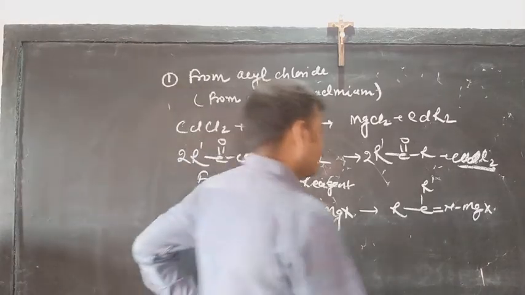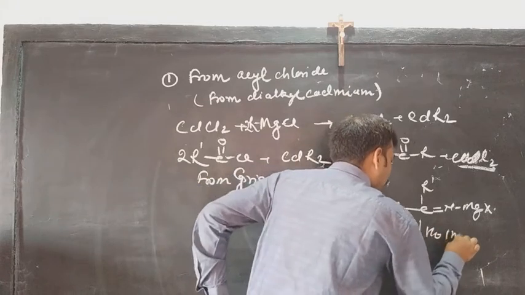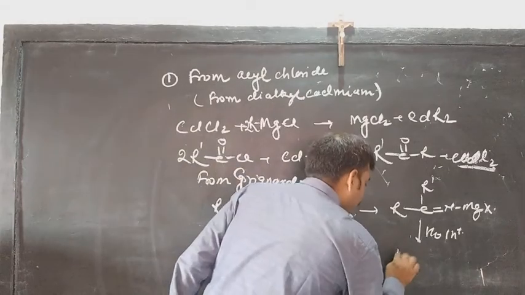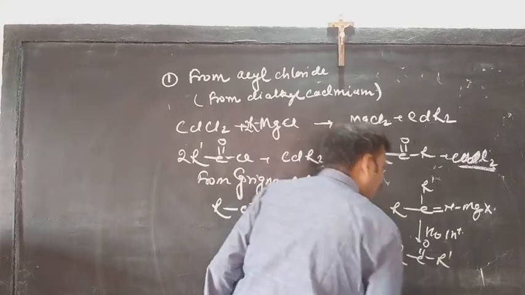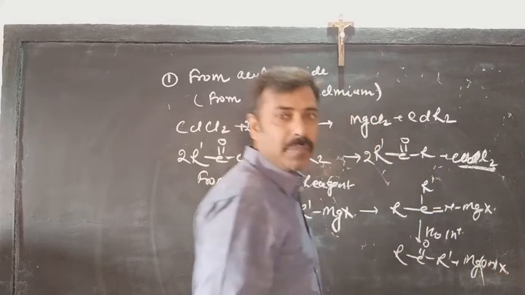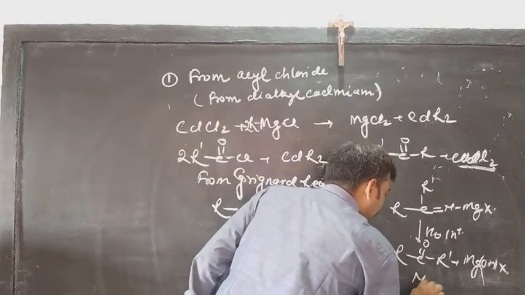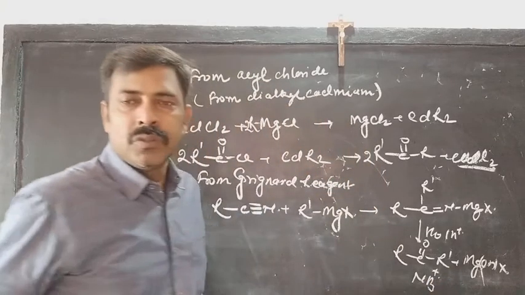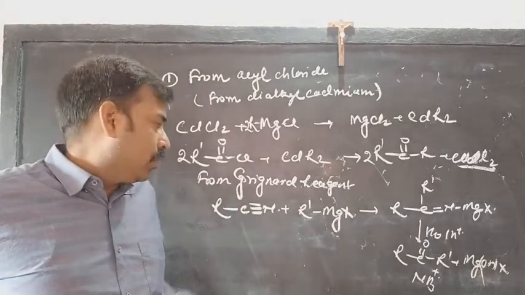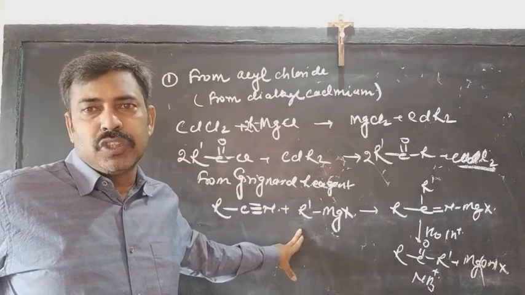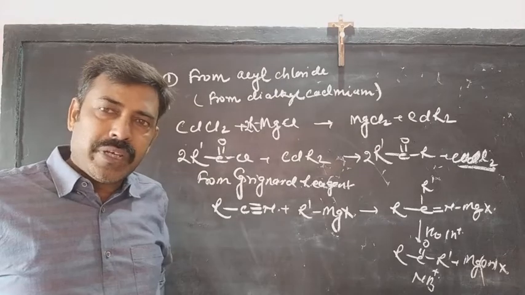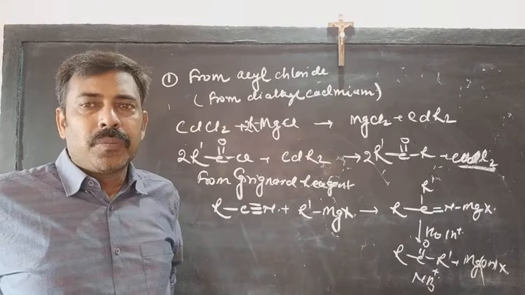Now the hydrolysis will take place, and what will be the result of the hydrolysis? The result of the hydrolysis will be the ketone RCOR along with Mg(OH)X, that is the magnesium hydroxy halide, and ammonia. So in this way we can also prepare the ketone with the help of the Grignard reagent. So these were the two different reactions where we were capable of preparing the ketone.